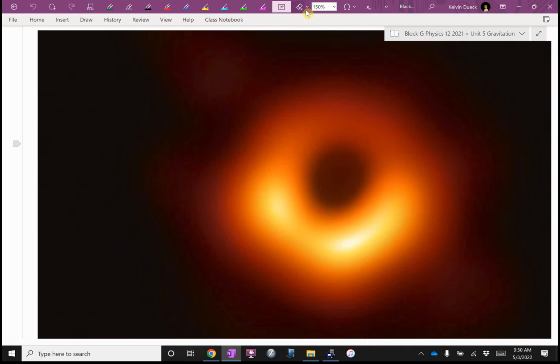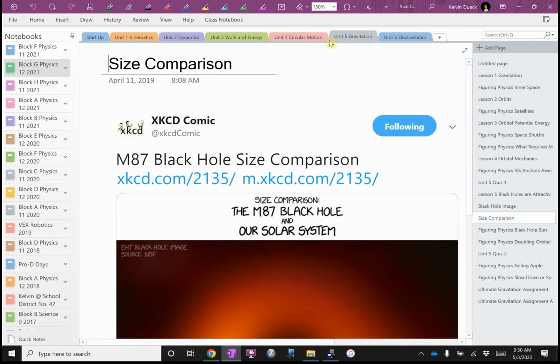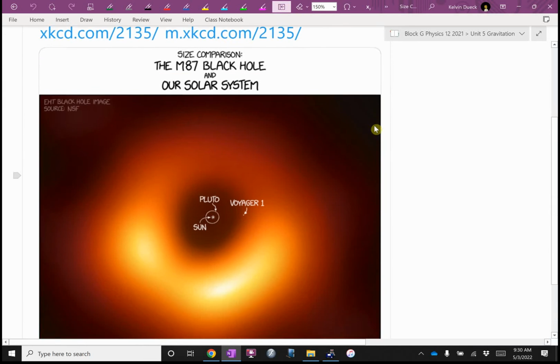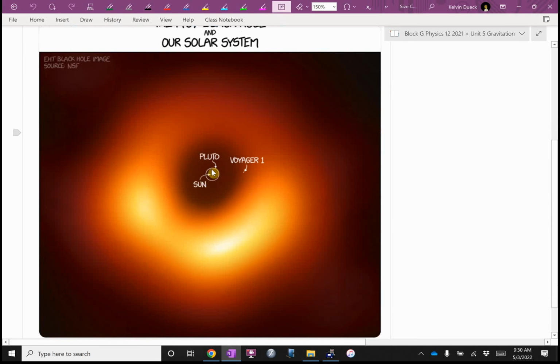By the way, just to put things in perspective, there's the Sun in the middle, there's Pluto, there's Voyager 1. This is the size of the image of that black hole that we got in 2019. Yeah, it's pretty impressive. Black holes can get pretty large.